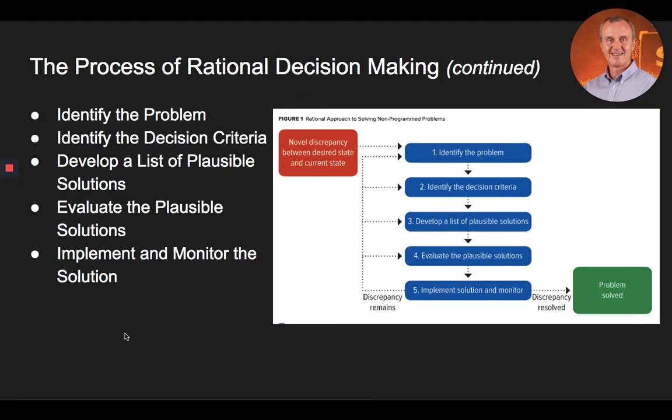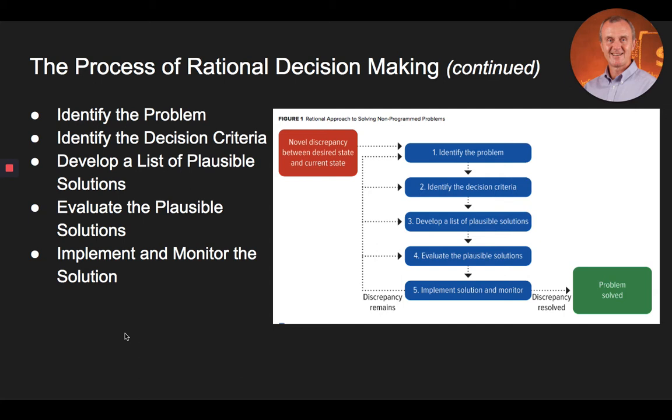As summarized in Figure 1, which you can see on your screen, the rational decision-making approach involves thoughtful analysis using a series of steps that are triggered when the decision maker notices a discrepancy between some desired state and the current state. The process of rational decision making relies on the logical and objective analysis of problems and other considerations to make choices between alternatives that may seem plausible.